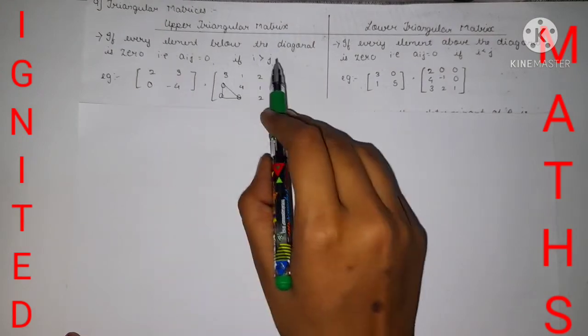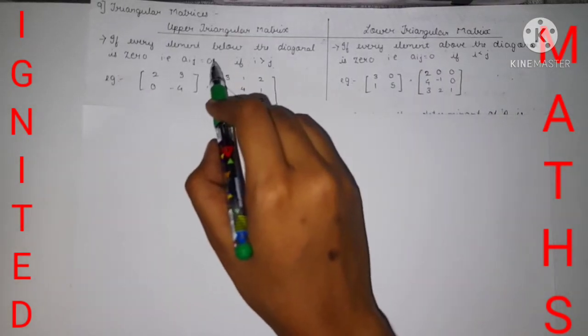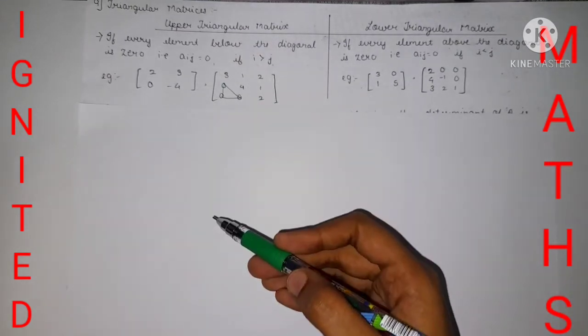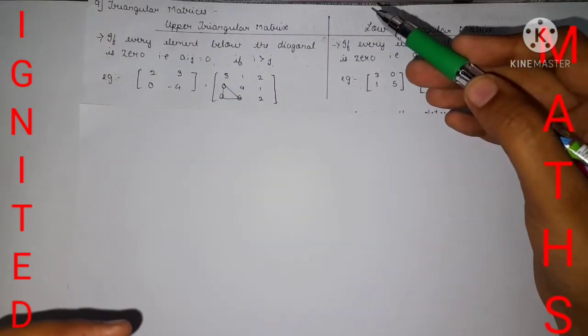Here I have also given the statement: a_ij is equal to 0 when i is greater than j. You can take it as an example as well. Now the next, lower triangular matrices.